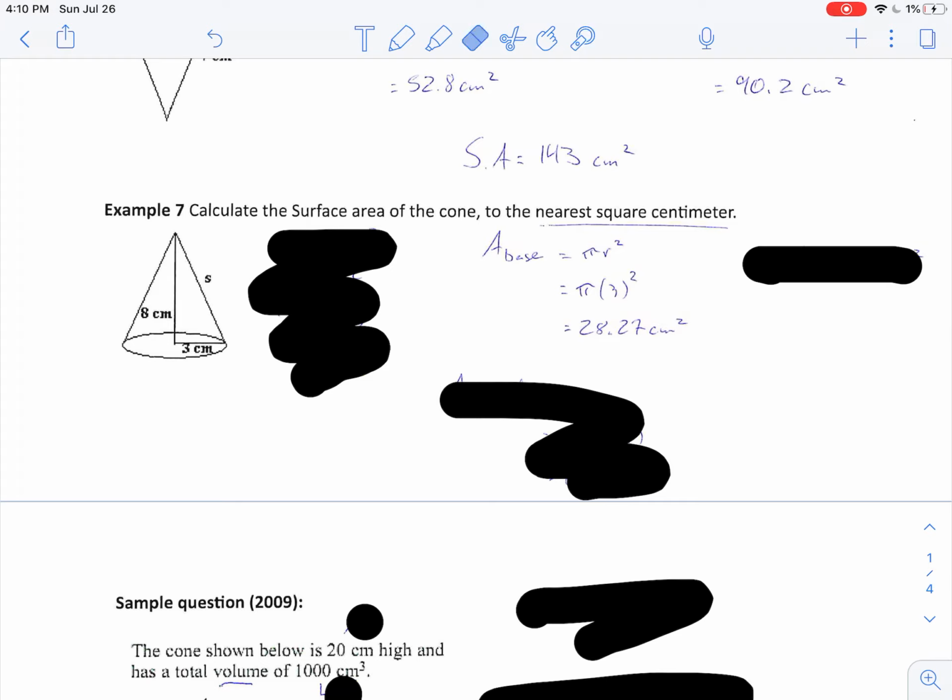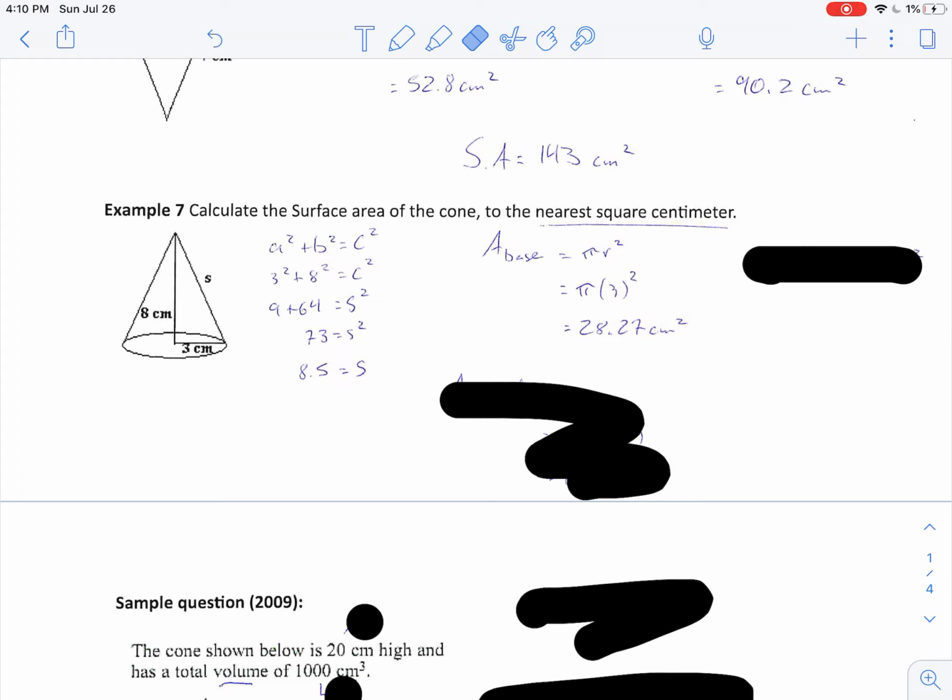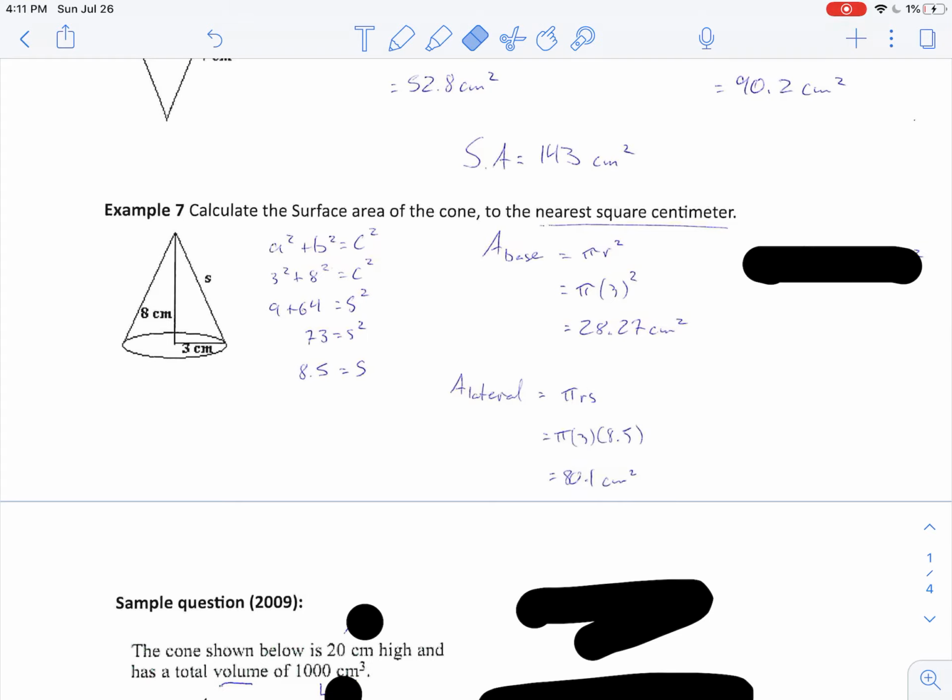The other piece would be finding that side length, or slant length. Using the Pythagorean theorem, a squared plus b squared equals c squared, we get the s value of 8.5. So now I have all the pieces to the puzzle, and I just need to plug them in. My area of the lateral surface, pi r s, pi times r times the slant height, 3 times 8.5 times pi, gives me 80.1. Adding them together, I get a total cone surface area of 108 centimeters squared.